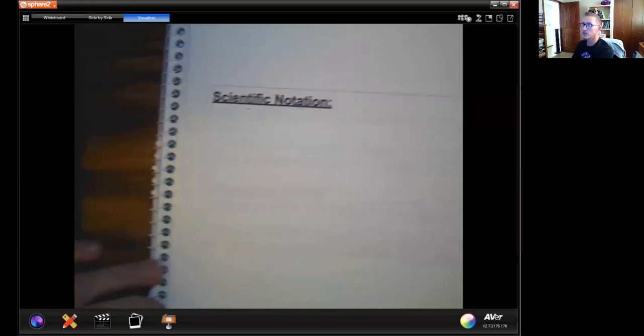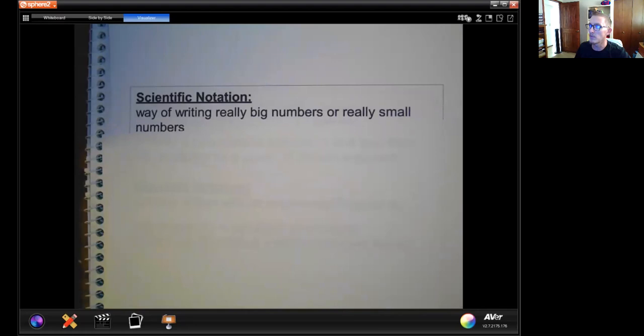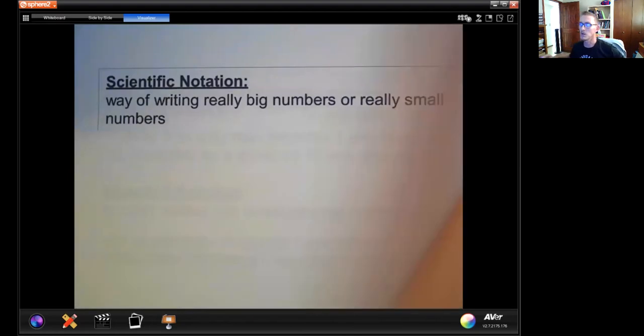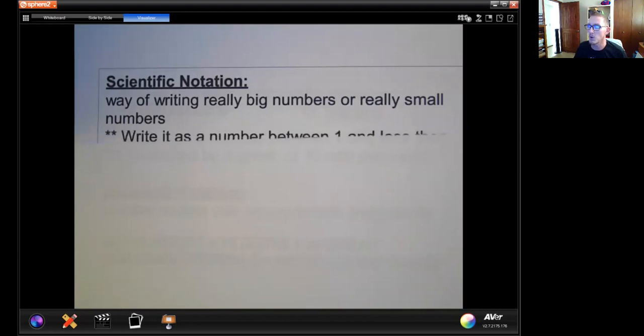So if we're looking at our notes here, and again, these are already for you on your Teams page. You only need to write these down if you can't print them. Scientific notation is a way of writing really big numbers or really small numbers. So this is going to be things that occur in space, the weight of really large objects, or if we're talking about small things, maybe the pixel on a TV screen or the thickness of a piece of hair. Those are really tiny things. So it's a way for us to write really big numbers or really small numbers.